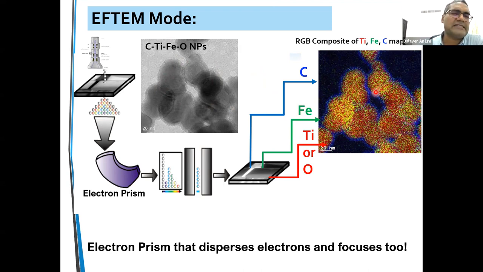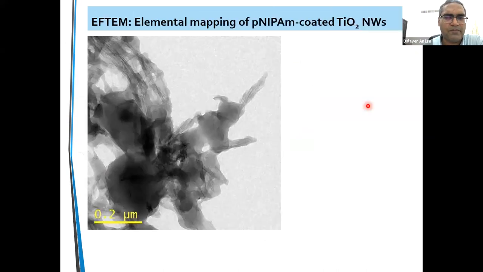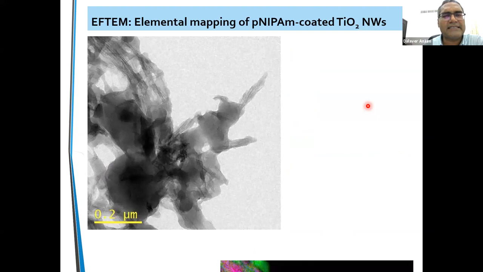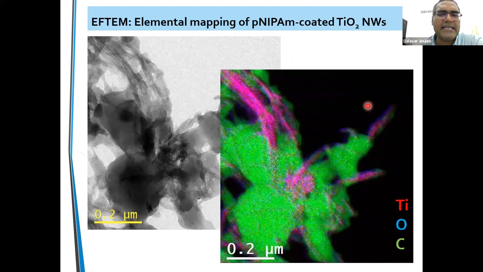So by using this electron energy loss spectroscopy combined with imaging, not only do we do spectroscopy here, we can combine it with imaging and make the EFTEM maps. Here is another example, and these are also titania, but carbon coated, and this is a healing material. We can differentiate where the polymer is and where the titania nanowires are.